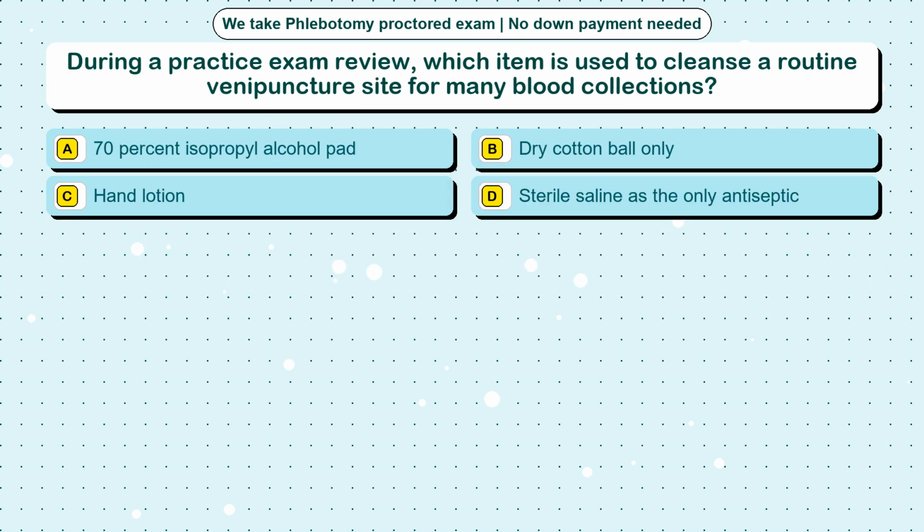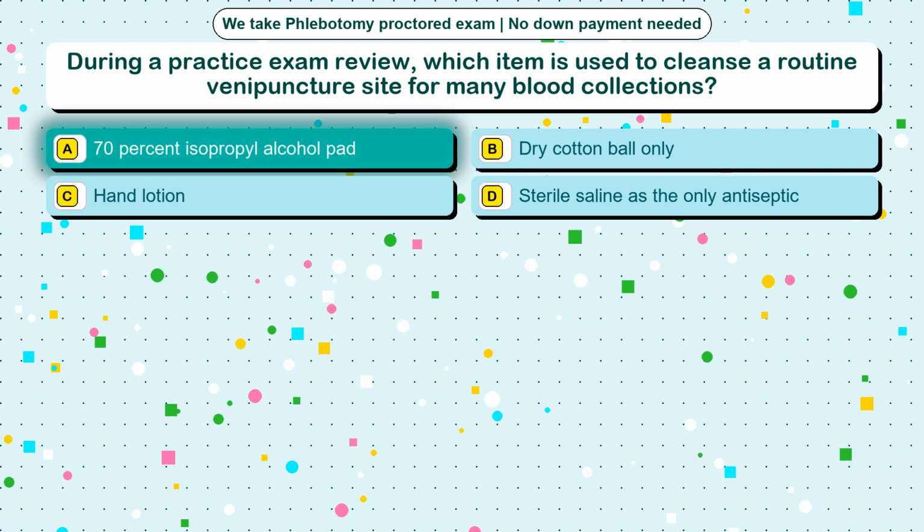Question 71. During a practice exam review, which item is used to cleanse a routine venipuncture site for many blood collections? Option A, 70% isopropyl alcohol pad. Option B, dry cotton ball only. Option C, hand lotion. Option D, sterile saline as the only antiseptic. The correct answer is option A, 70% isopropyl alcohol pad.